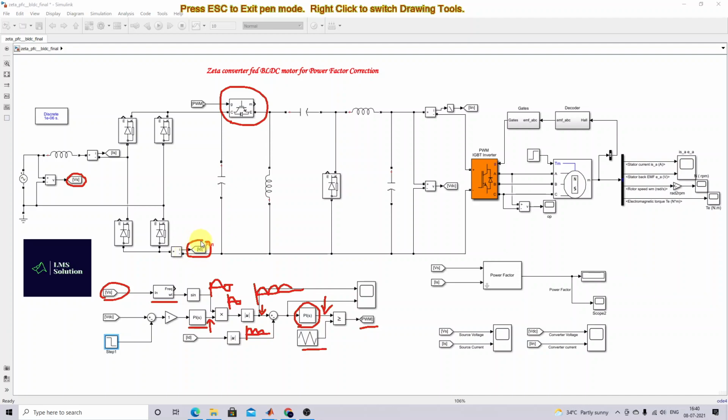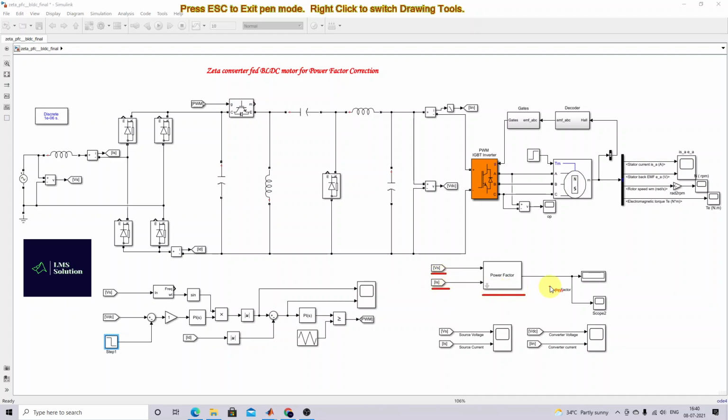So it is going to change the nature of the diode rectifier current to near sinusoidal, right? Because of changing this current nature, it also changes the current nature of the source current. So this is the working of the power factor correction circuit. Here we are going to measure the power factor of the source. That means we measure the source voltage and source current, and then you will get the power factor of the circuit.